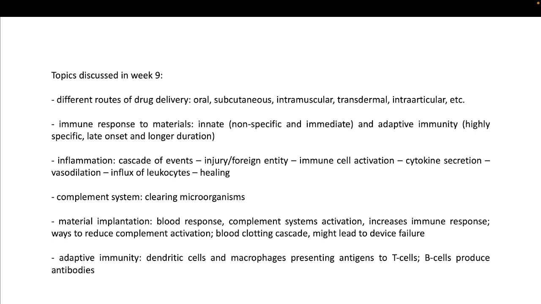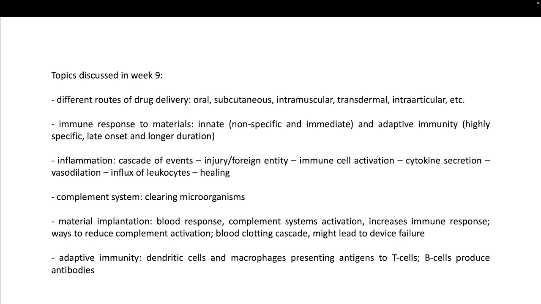So for the past few lectures, we have been looking at different routes of drug delivery, and we have discussed several advantages and disadvantages of oral route, parenteral, which included subcutaneous, intramuscular, then transdermal, intraarticular and intravenous, inhalation route, etc. Next, moving on, this lecture further discussed immune response to materials. Since it's a drug delivery course, we have also looked at how you can deliver biomaterials to a patient in an attempt to relieve him of the disease condition. Since you're implanting something or injecting something in the body which can be considered a foreign material by the body, it is definitely going to generate some immune response.